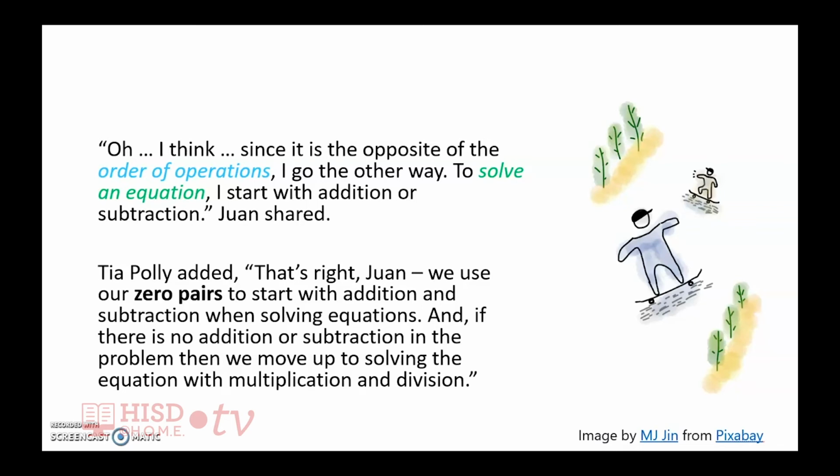Tia Polly added, "That's right, Juan. We use our zero pairs to start with addition and subtraction when solving equations. And if there's no addition or subtraction in the problem, we move up to solving the equation with multiplication and division."